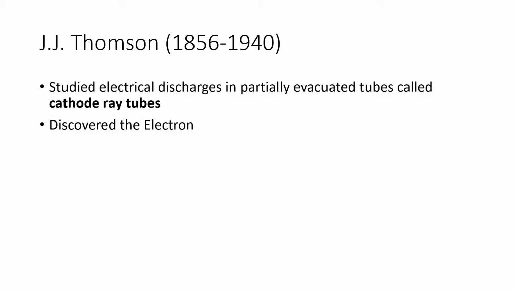Okay, let's talk about J.J. Thomson. J.J. Thomson was a scientist that was born in 1856 and died in 1940. He is important to the understanding of the structure of the atom because he discovered the electron. He discovered the electron due to the fact that he was studying electrical discharges in partially evacuated tubes called cathode ray tubes.